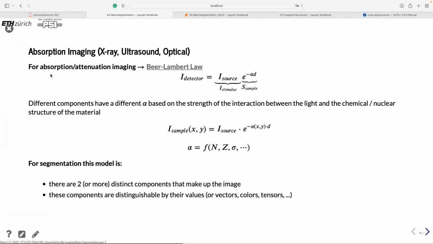This is a repeat of a part of the absorption imaging from the first part of the lecture. It was omitted for technical reasons. What you see here now is a detector that gives you a response based on different material properties. Alpha is the attenuation coefficient, which has to do with the cross sections, density, etc.